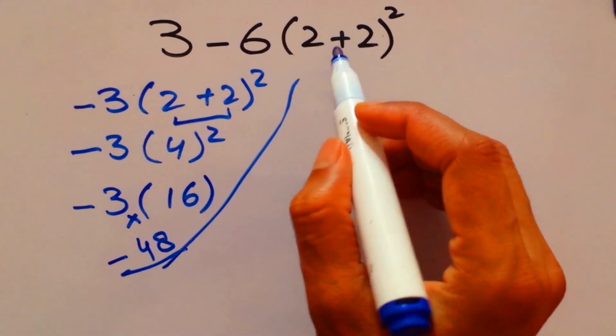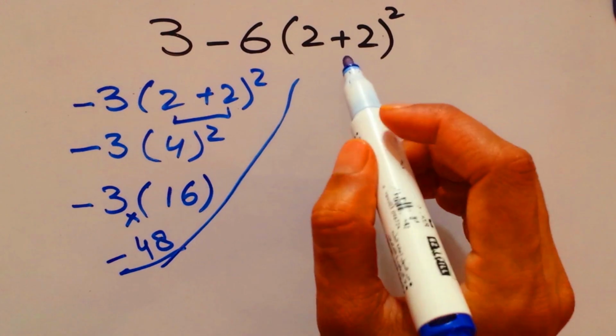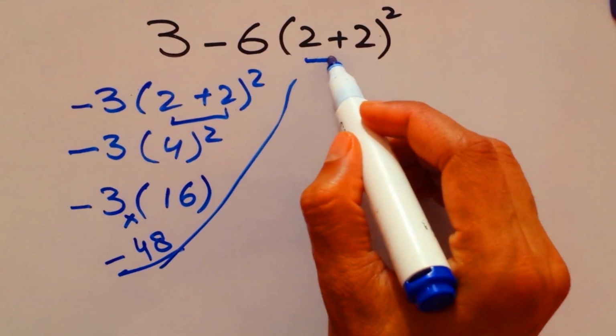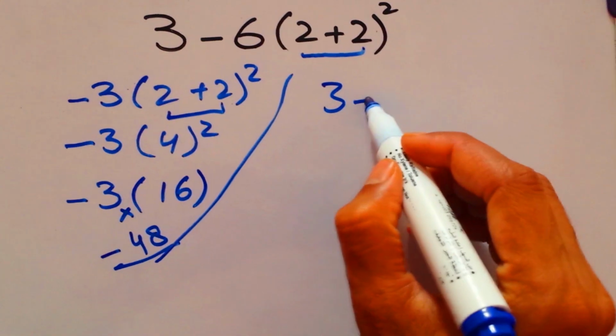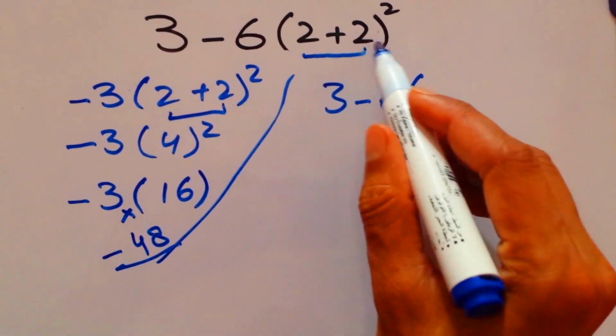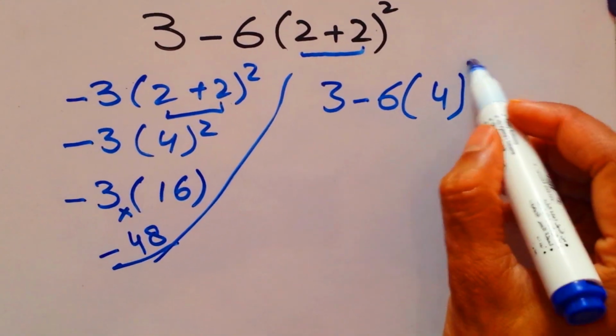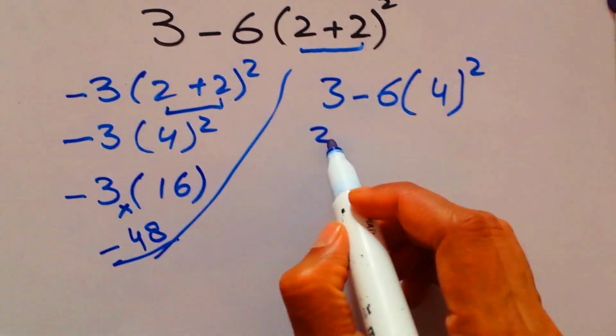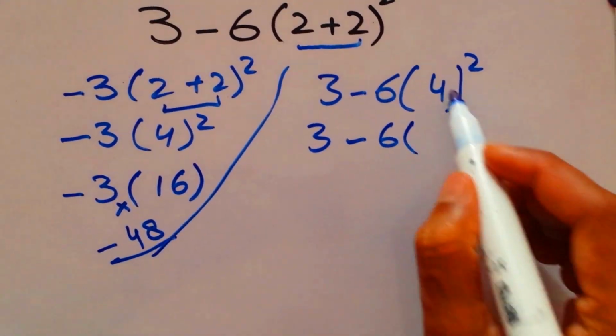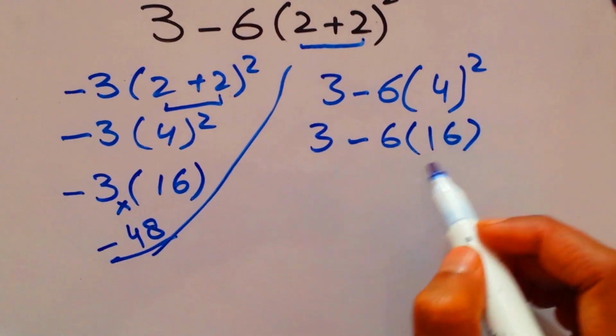Alright, so start with the bracket. Do the bracket first. So 3 minus 6, 2 plus 2 equals 4 whole squared. Now exponent first. 3 minus 6 whole squared means 16.